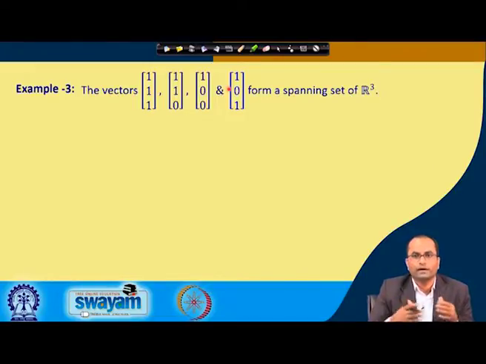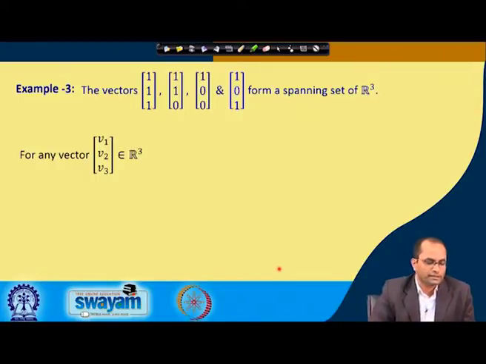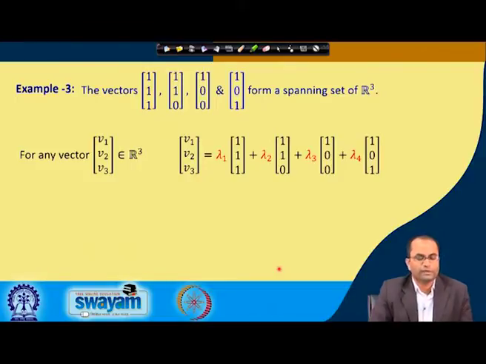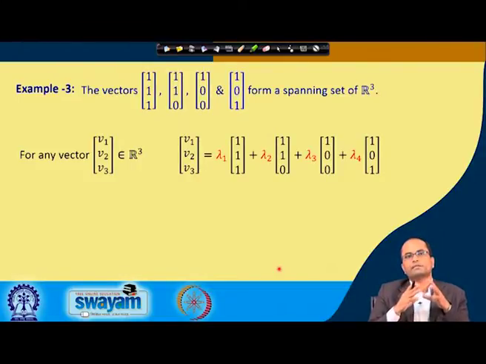So, you can have really a different number of elements in the spanning set, quite different elements also in the set. So, here we will check how this forms a spanning set. For any general vector v1, v2, v3, we again have to consider a linear combination, that is, whether we can write down this v1, v2, v3 as a linear combination of these 4 vectors.